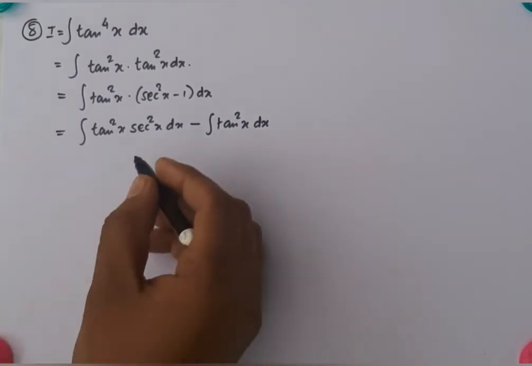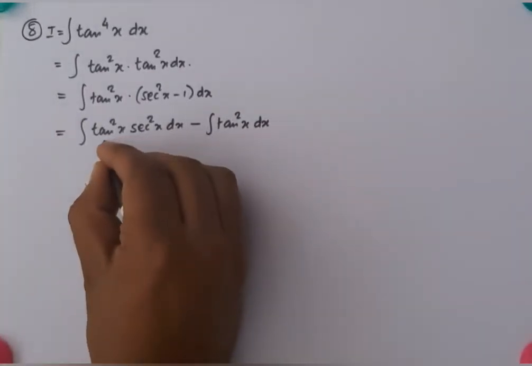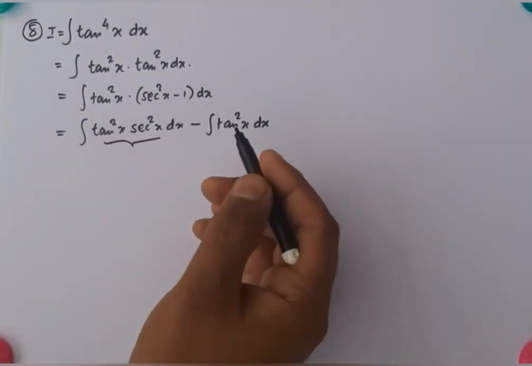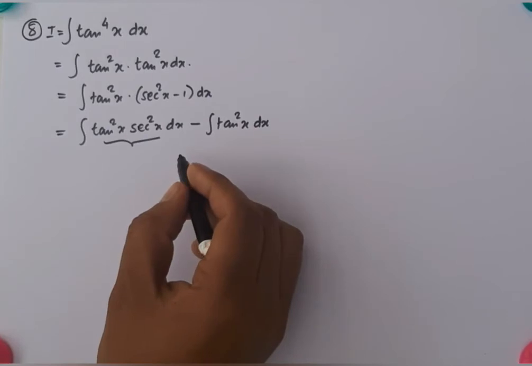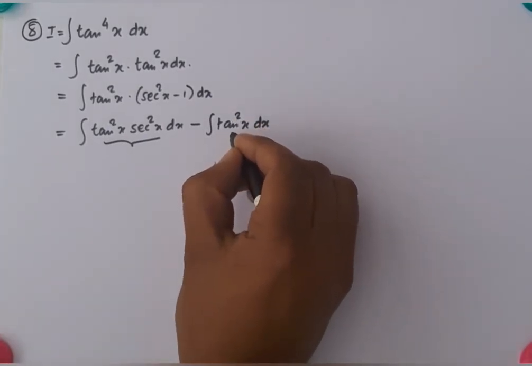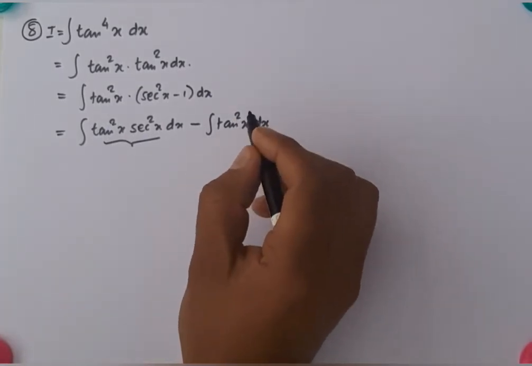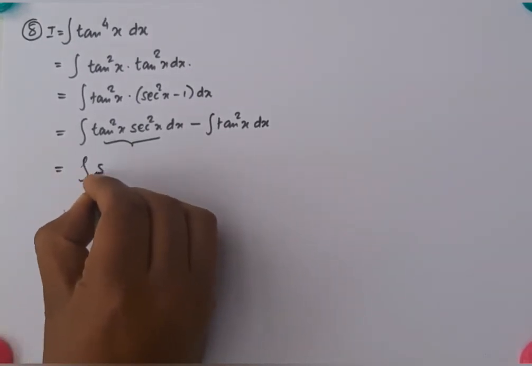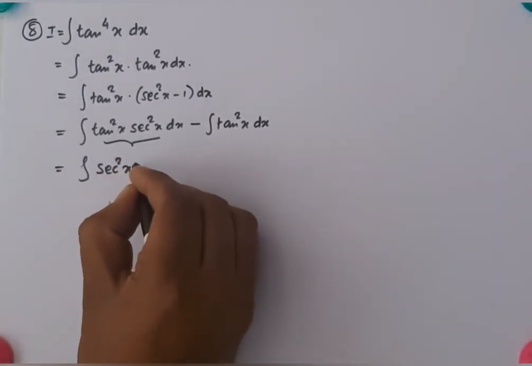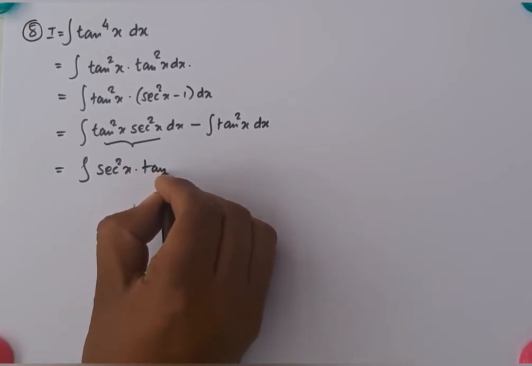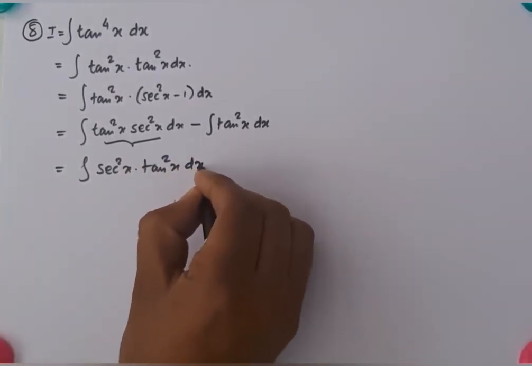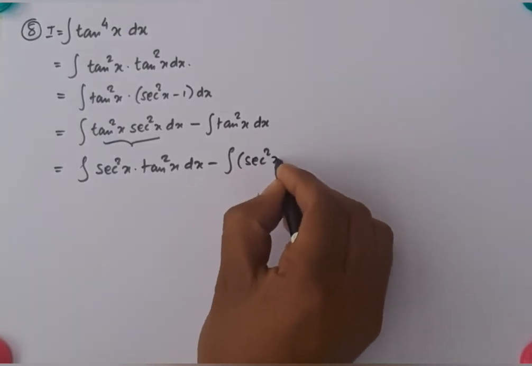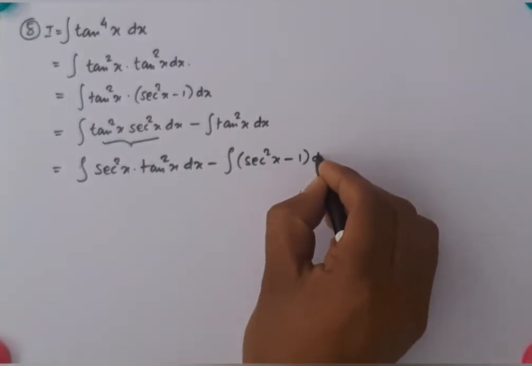Now if you see this, this is integration by substitution. You have to take the substitution tan x equals z. Again this tan square is there, so let me do it for you. This is sec square x into tan square x, and let me write it this way, minus tan square x, which can be written as, again, sec square x minus 1 dx.